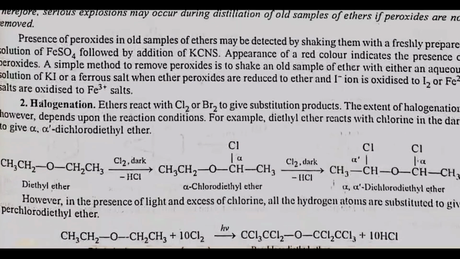Presence of peroxides in old samples of ethers may be detected by shaking them with a freshly prepared solution of FeSO4 followed by addition of KCNS. Appearance of red color indicates the presence of peroxides. A simple method to remove peroxides is to shake an old sample of ether with either an aqueous solution of KI or a ferrous salt. The ether peroxides are reduced to ether and I negative ion is oxidized to I2, or Fe2 positive salt is oxidized to Fe3 positive salts.